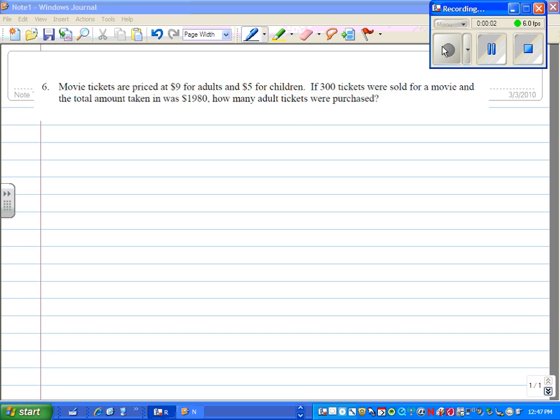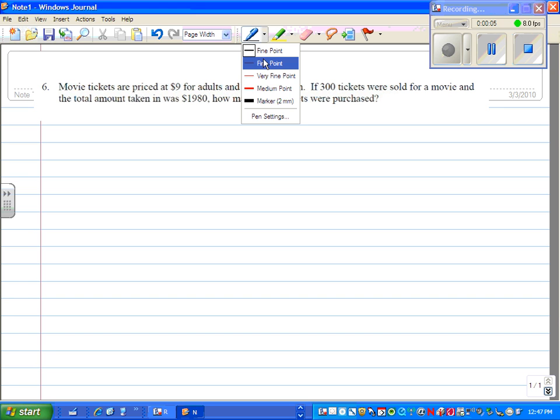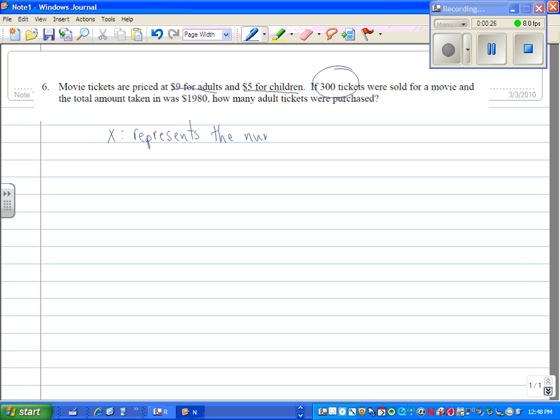Okay, so for this problem, the first thing you have to do is identify your variables. If you look at it, $9 for adults, $5 for children. Your total tickets sold was 300. So you know that if X represents the number of adult tickets sold. So that's what X represents, adult tickets sold.